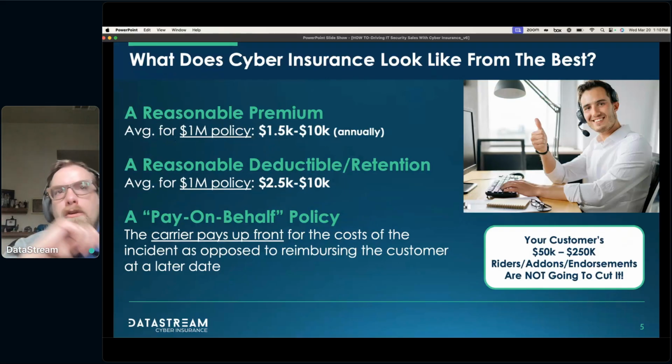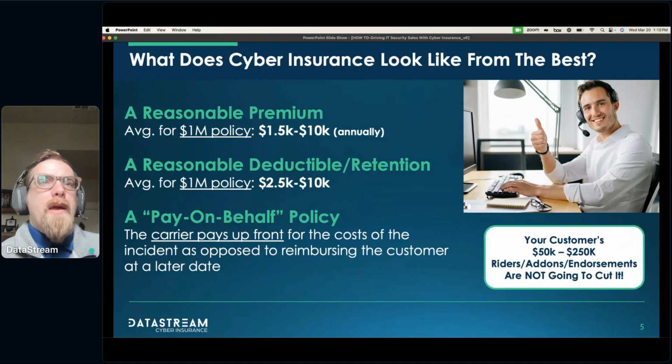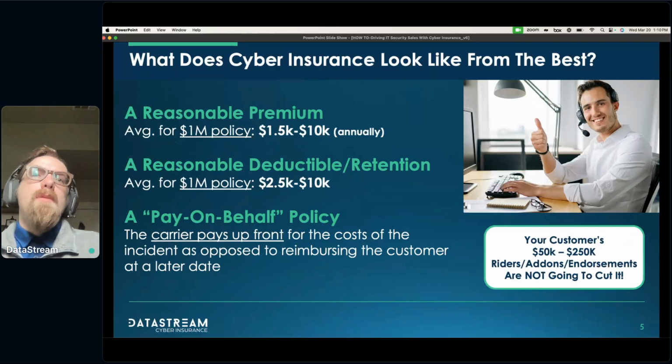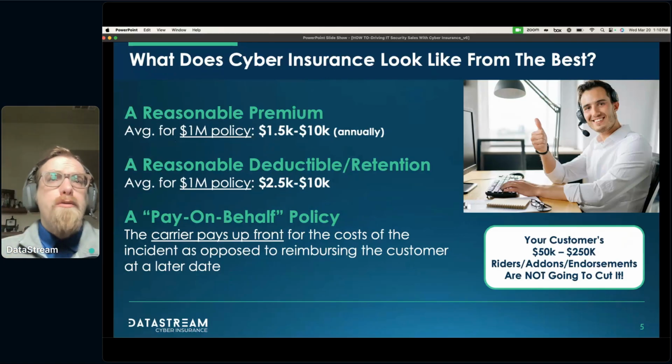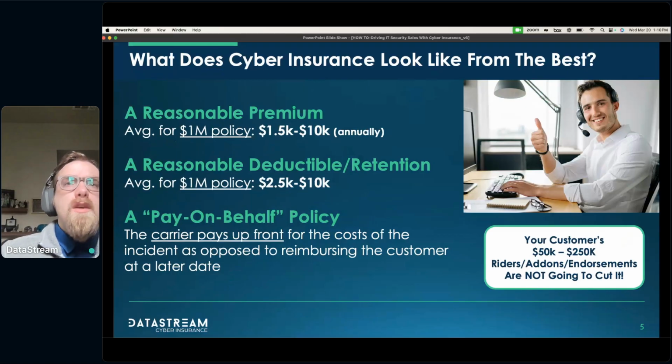If you're seeing smaller companies in the $20,000 range, that's a big red flag, right? And a good reason to have that policy reviewed by us. It's another reason we offer free policy reviews to all customers. It's also another reason that your customers' $50K, you might see it down here, these $50K to $250,000 riders, add-ons, or endorsements are really not going to cut it.